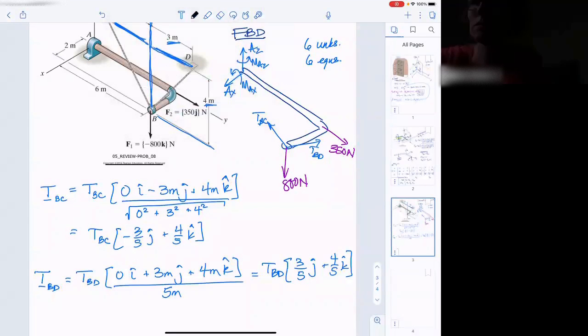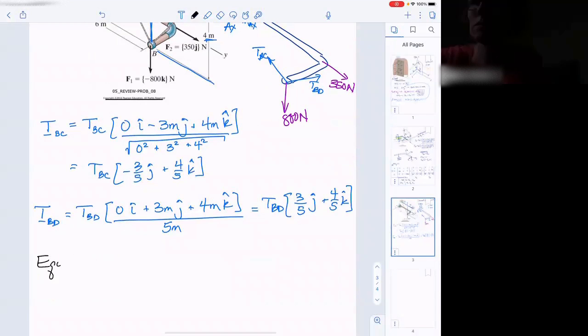Now let's go do equilibrium equations. And you know what I just noticed?